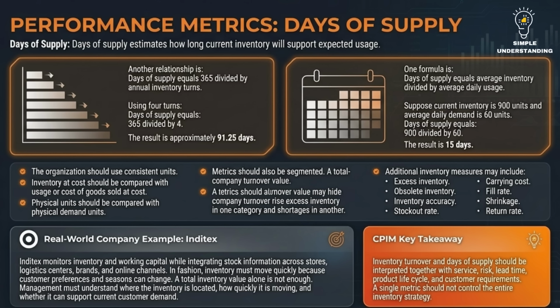Additional inventory measures may include excess inventory, obsolete inventory, inventory accuracy, stockout rate, carrying cost, fill rate, shrinkage, return rate.